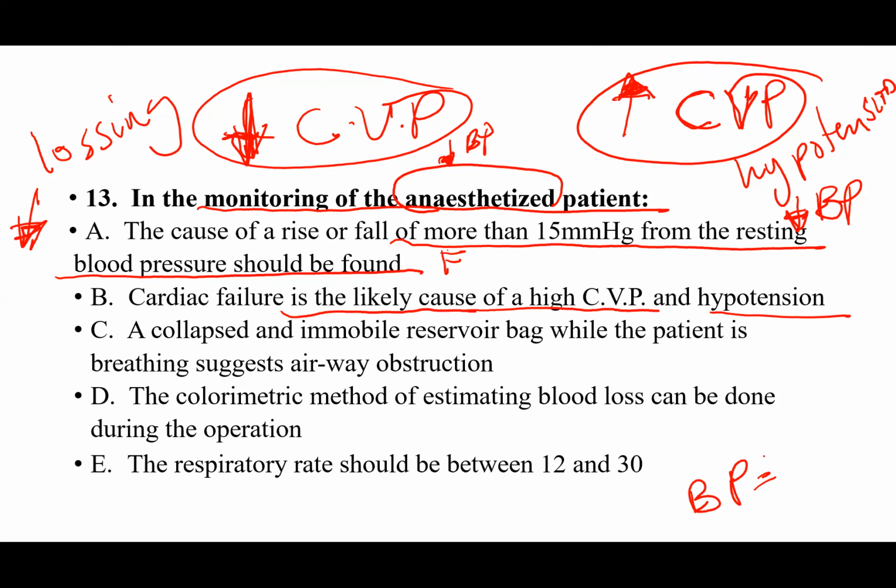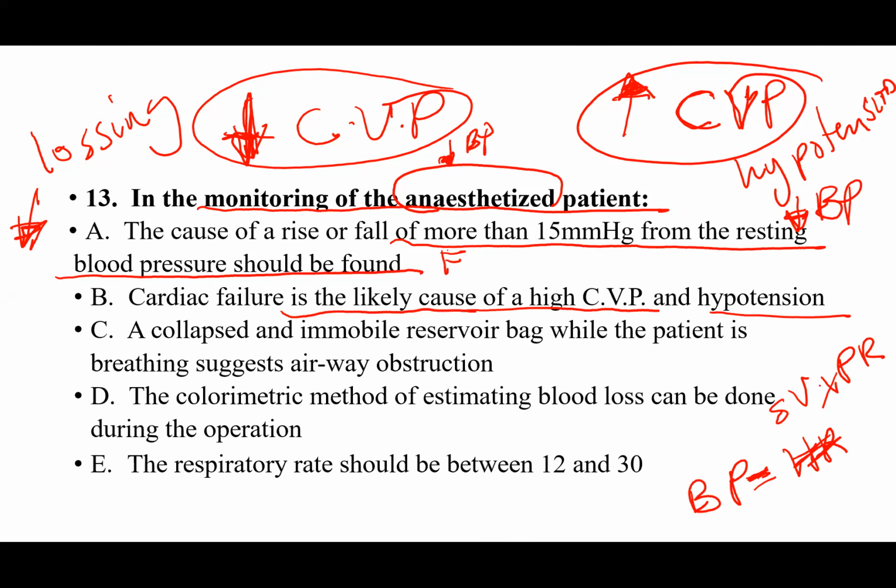Heart rate multiplied by stroke volume. I think, not sure. Blood pressure is equal to what? Heart rate multiplied by stroke volume. The stroke volume multiplied by peripheral resistance. Yes, sorry. Stroke volume multiplied by peripheral resistance.